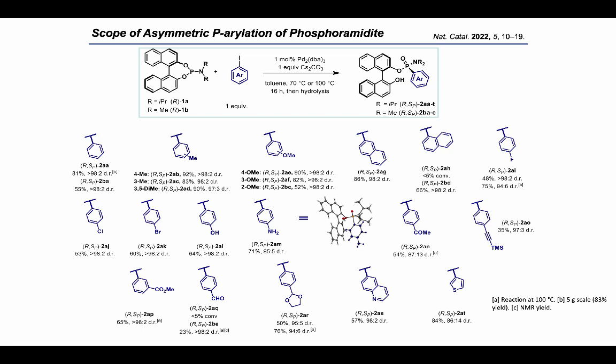To evaluate the scalability of our methodology, the transformation was performed on a multi-gram scale, for example 5 gram in this case. After easy purification, the product 2AB was obtained in excellent diastereoselectivity. In all cases, the absolute configurations were based on the known configuration of the BINOL moiety in the phosphoramidite and X-ray crystallographic analysis of 2AMA, as shown in the middle.